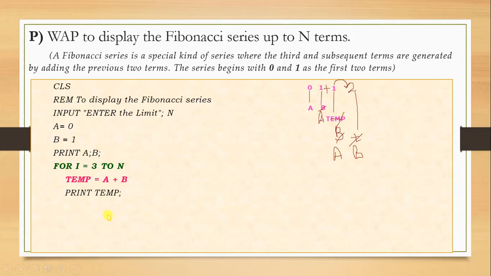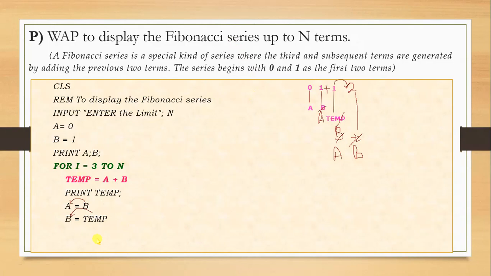So how will I write here? First I will print the answer, then a is equal to b and b is equal to temp. Means what will happen, children? Here the value of b is given to a, correct, and here the value of temp is given to b. In this way it will change. So this is actually called interchanging the places, correct.